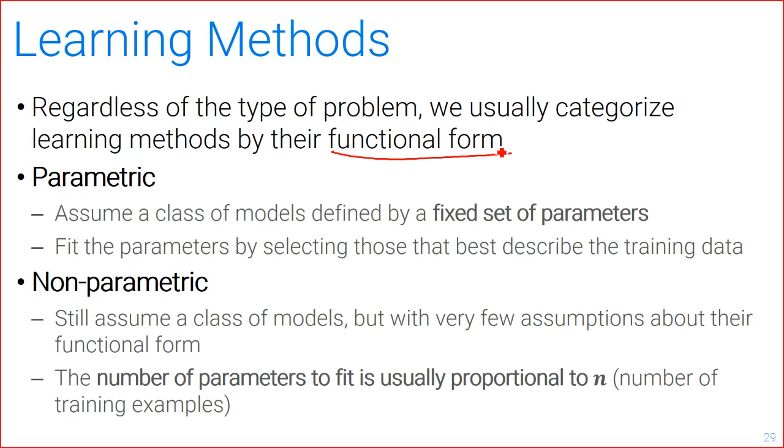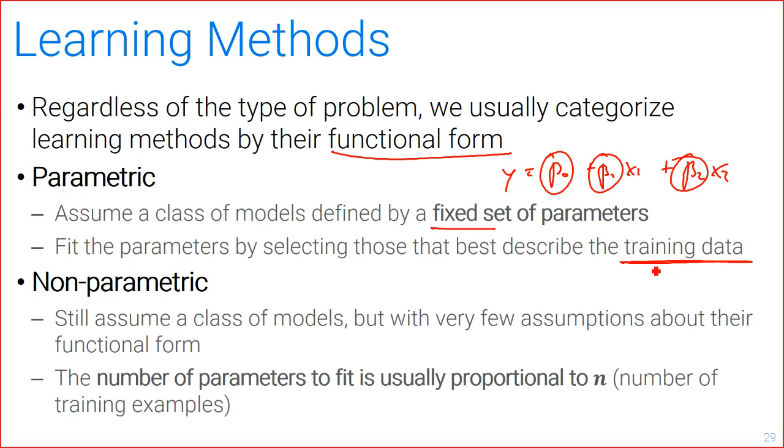So on the one hand, we have parametric models. Those are the ones that assume a certain class of models defined by a fixed set of parameters. So for example, if we have y equal one coefficient plus another coefficient of x1 plus another coefficient of x2, we have a fixed functional form. So we have one coefficient, two coefficients, three coefficients. That's it. There's a fixed set of parameters. And the point here would be to fit or estimate what are the parameters that are optimal in a certain sense for the training data. So what are the coefficients that best describe the training data? That would be the point of the parametric model.